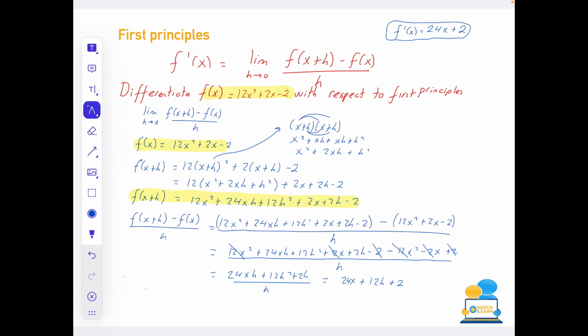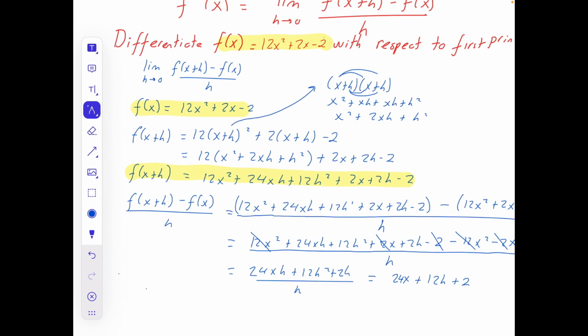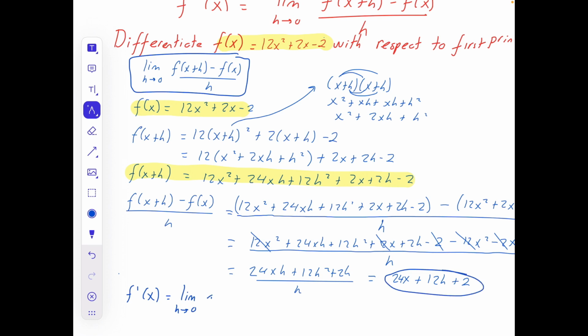Now, there's one thing that I've left out that I said I'd come back to, so that is my limit. We're also going to think about what we were actually asked in the question. So we were asked to differentiate, so we were asked to find f dash x. Going back up to my formula here, f dash x is the limit as h goes to 0 of f of x plus h minus f of x over h, which we have found to be here. So it's going to be the limit of 24x plus 12h plus 2.